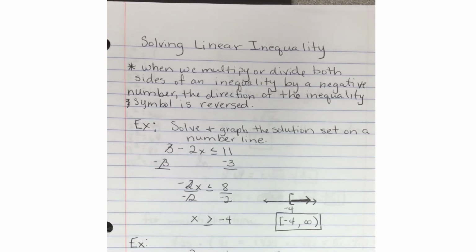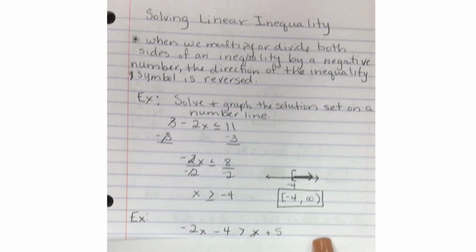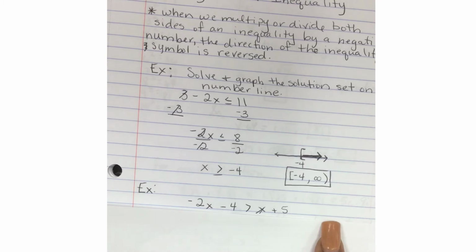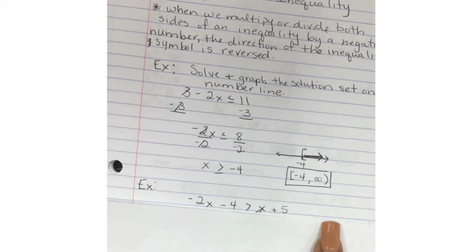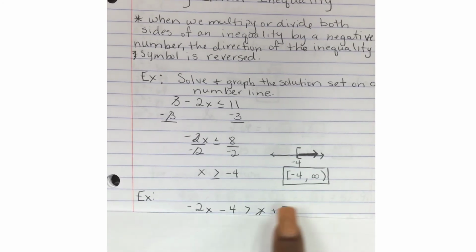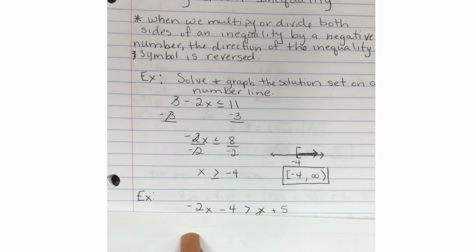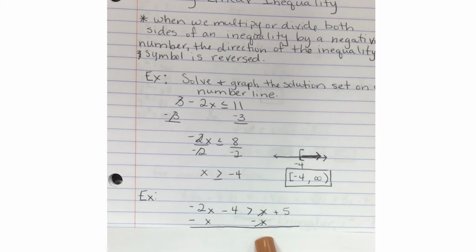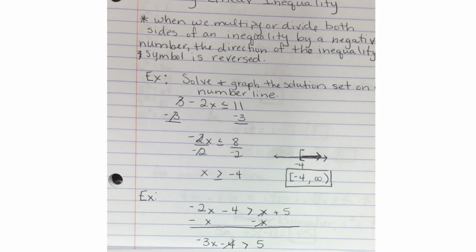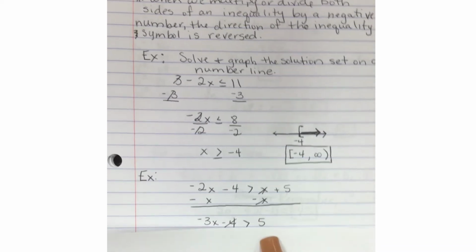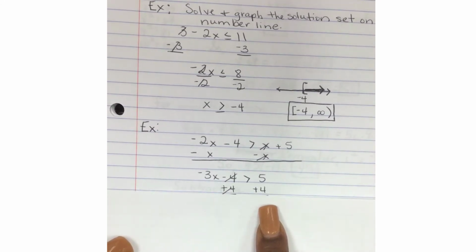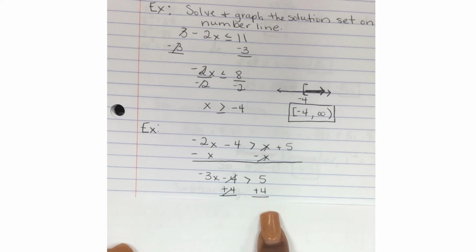Now in the next problem, we're going to solve the linear inequality. And we have negative 2x minus 4 is greater than x plus 5. So the first thing I'm going to do is move the variables to the left side by subtracting x on both sides. And when we subtract x, we're left with negative 3x minus 4 is greater than 5. Now we add 4 to both sides of the inequality, and we have negative 3x is greater than 9.